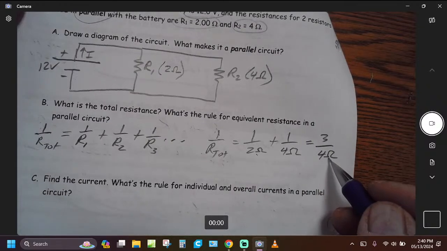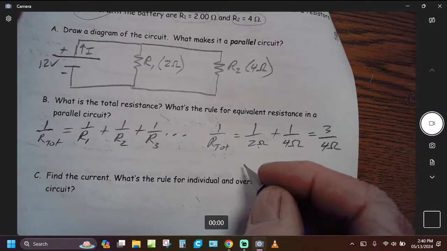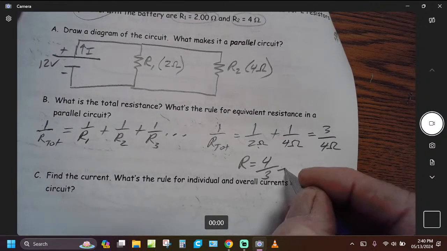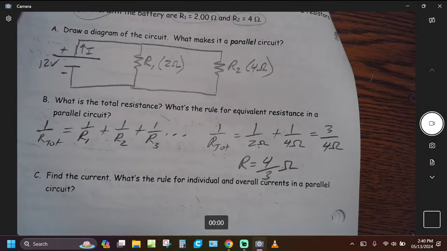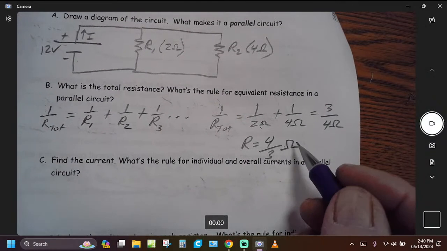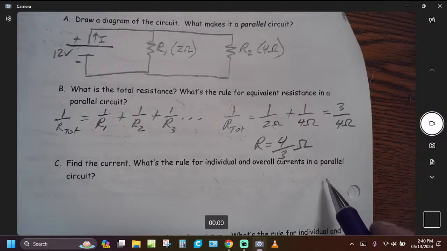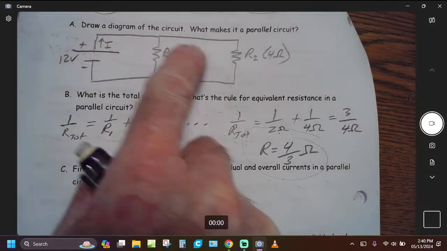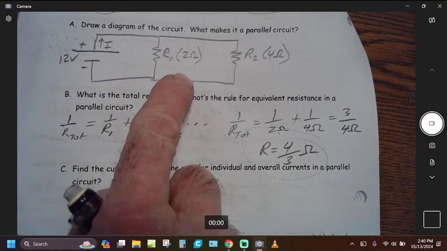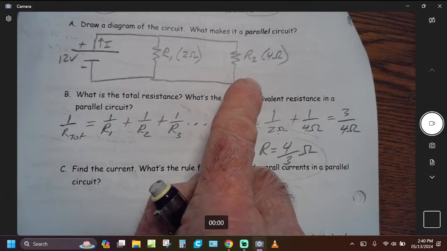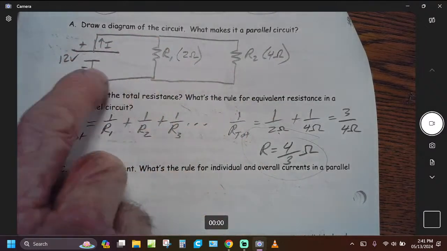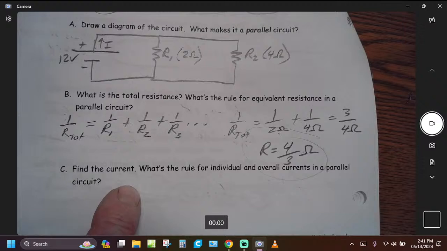So if 3 over 4 ohms equals 1 over R, what does R equal? 4/3. 4/3 ohm. And I think I'll just leave it in that form. I'll leave it as 4/3 of an ohm. So that's the total resistance of the whole thing. So the whole circuit has less resistance than each of the resistors. This has 2 resistors. Overall, the circuit has less resistance than that. Does that make sense?